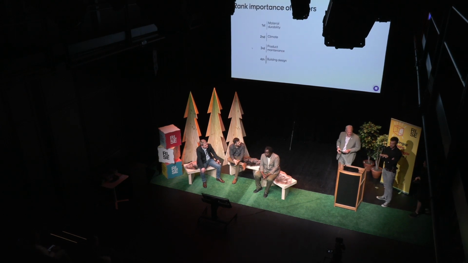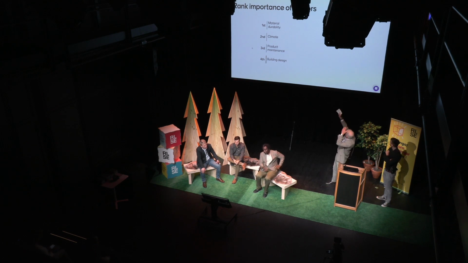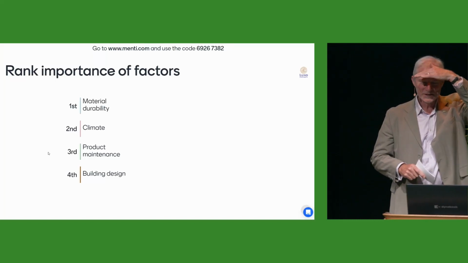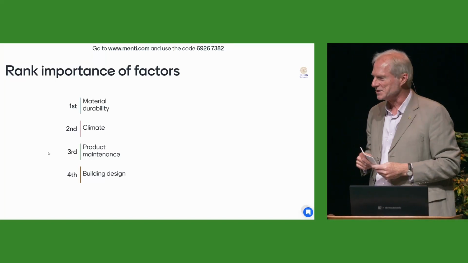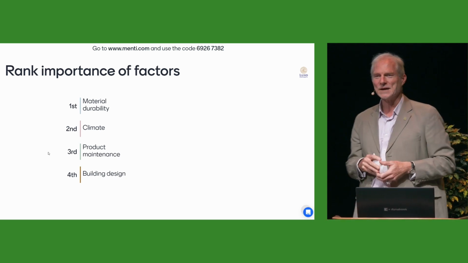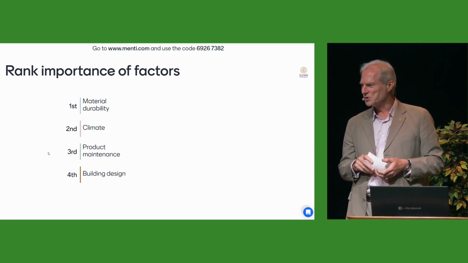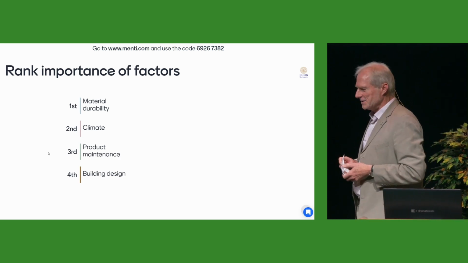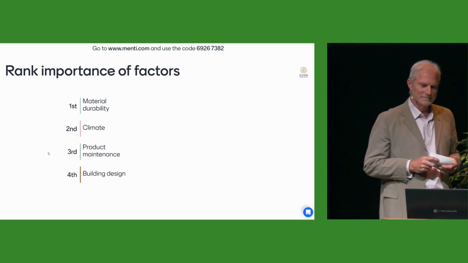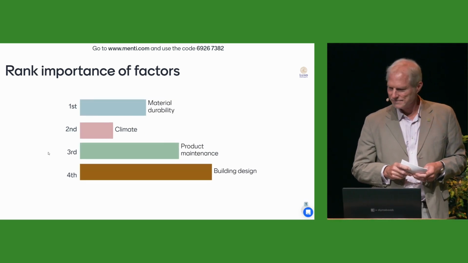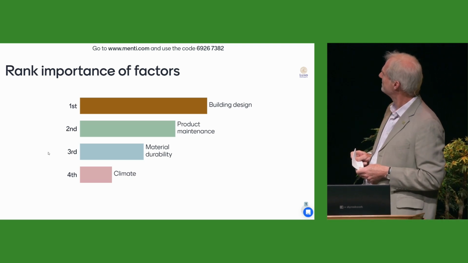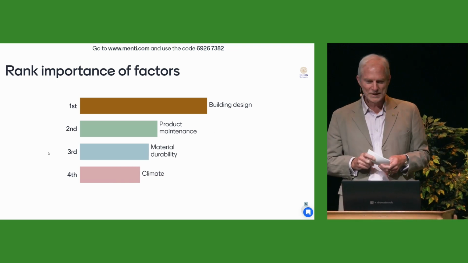Menti point. Those of you connected to Menti, are you still connected? If you are, alternatively, at the top there we've got the dial-in code again, if you need it. What we're asking you to do now is just to rank the importance of factors. You should have four factors on screen: material durability, climate, product maintenance, and building design. Oh, it started, so it's working. We'll give it a minute.